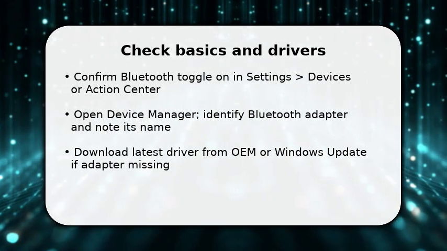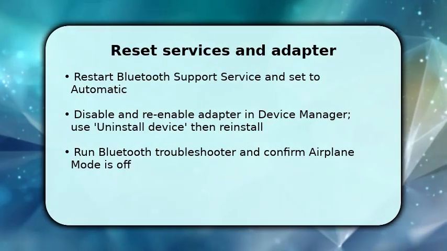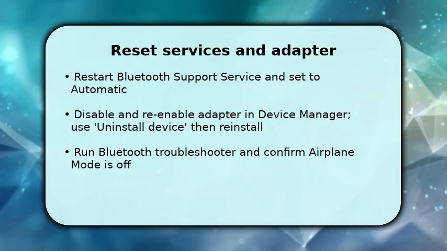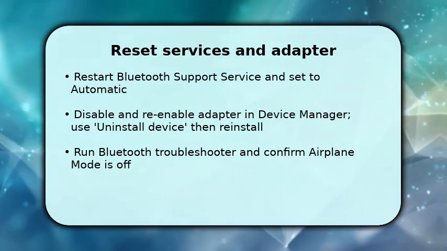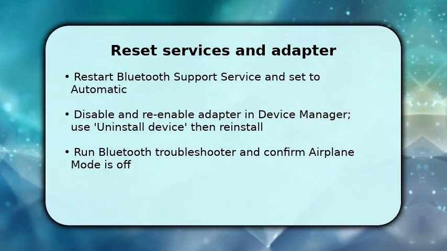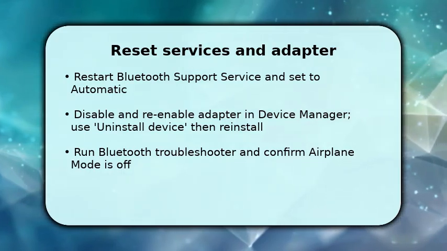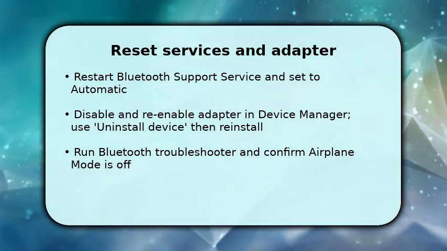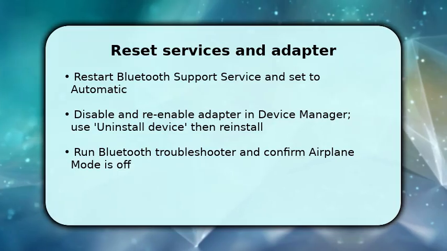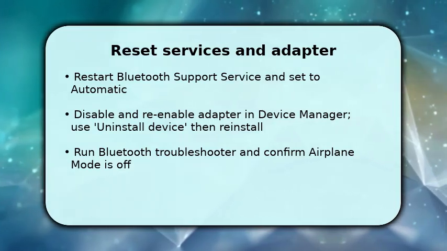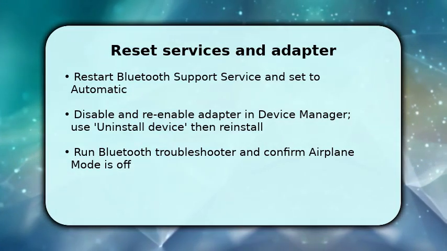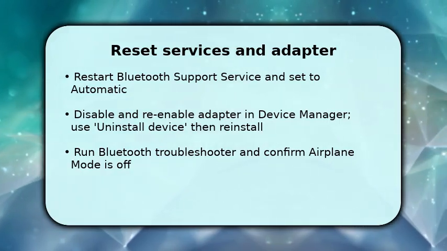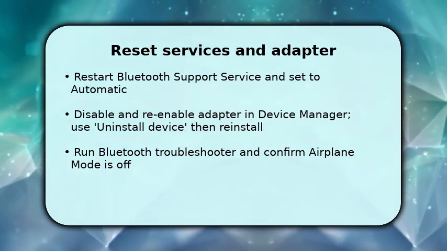Next, you reset the software layer that runs Bluetooth. Restart the Bluetooth support service and set it to automatic so the system manages connectivity consistently. Then disable and re-enable the adapter in Device Manager. If problems persist, uninstall the device and let Windows reinstall it so you clear corrupted configurations. Make sure airplane mode is off and run the Bluetooth troubleshooter. These steps remove software conflicts and refresh the stack, which is why most intermittent connection issues resolve here.